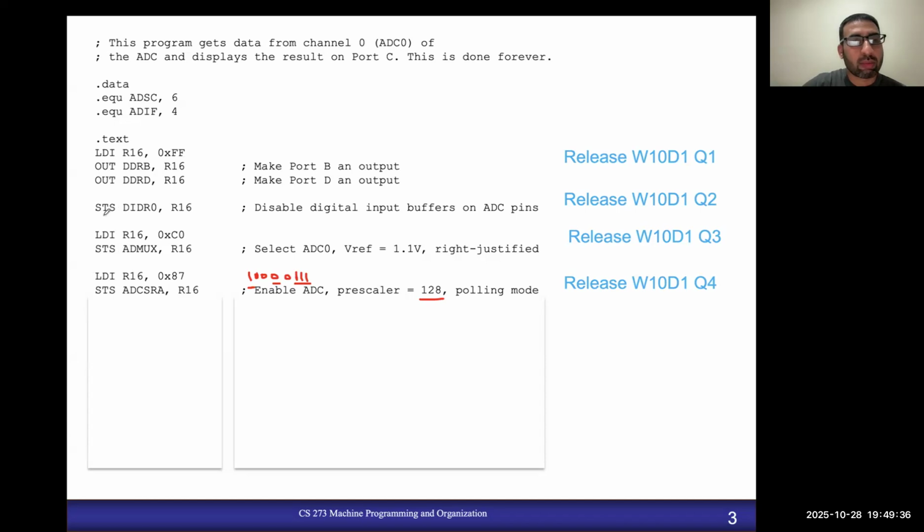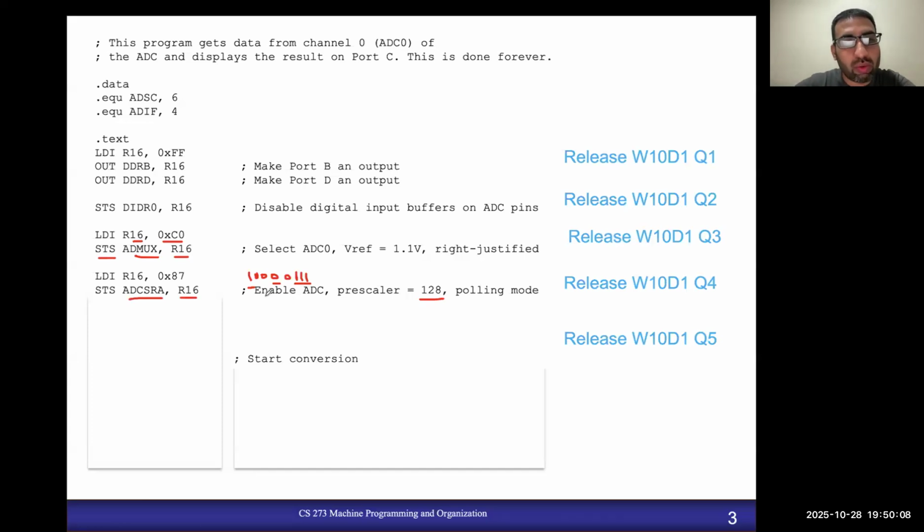Another thing, we said that all these ADC related registers, you cannot access them using IO instructions like in and out. That's why we are first putting the value, whatever we want to write, in R16, and then storing to the static memory. We are using the STS instruction to write R16 into ADMUX or R16 into ADCSRA. Okay, let's go to the next step.